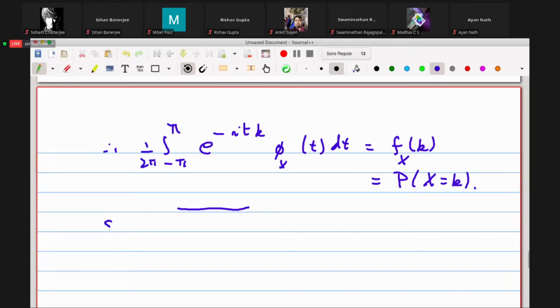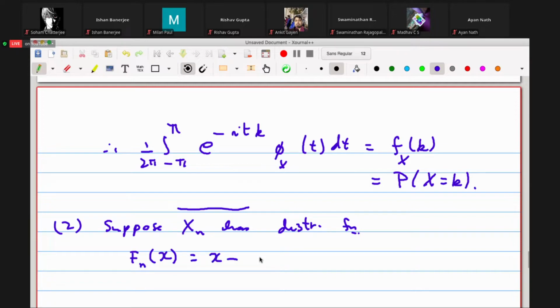So suppose that, this is problem 2 for today. Xn has distribution function. So fn of x, instead of writing fx, f with subscript xn, I just write fn of x. This is equal to x minus sine 2n pi x divided by 2n pi, for 0 less than or equal to x less than or equal to 1.